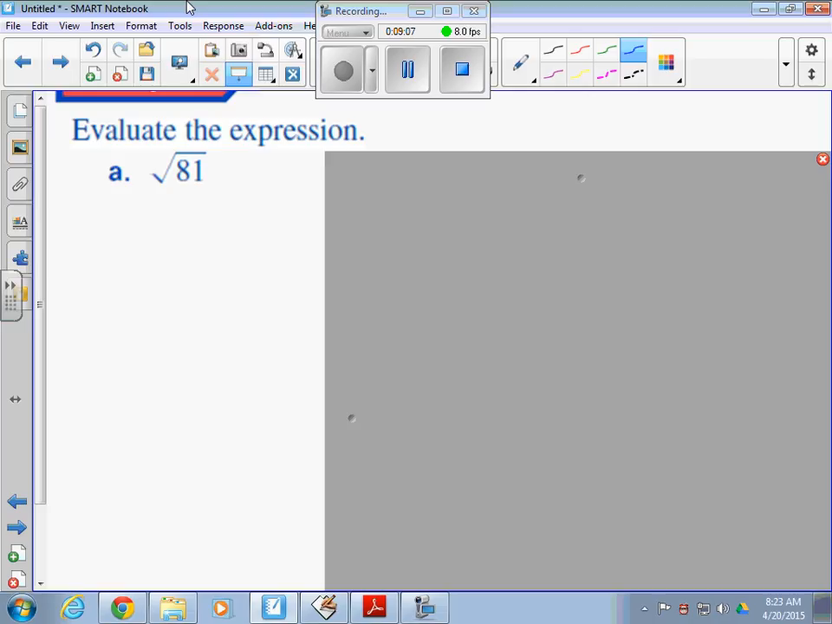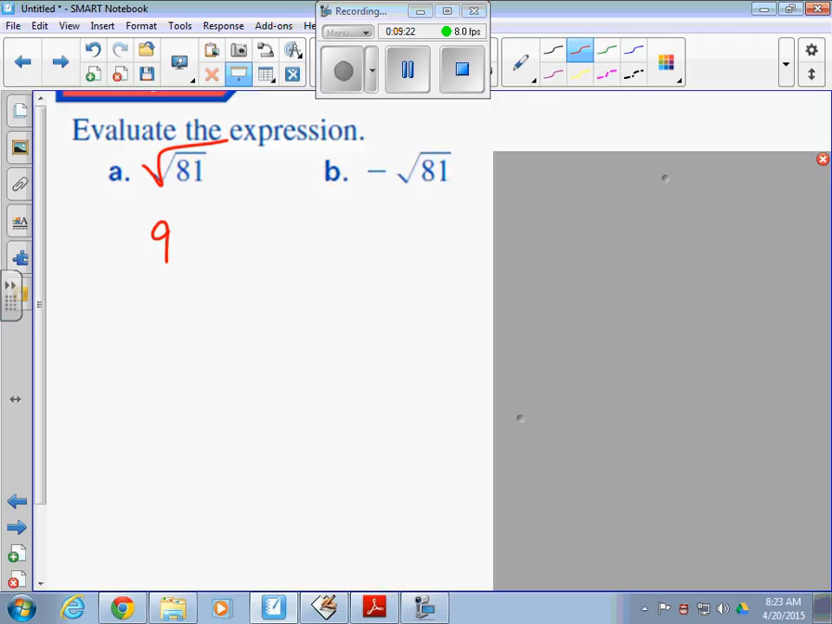Okay, we know what times itself. Remember, that's all this means. What times itself? The number 9. Know, though, that the number negative 9 times itself also gives it to you as well. We're only going to list the positive one right now, the principal one. What about negative square root of 81?